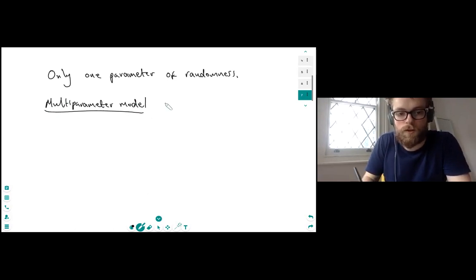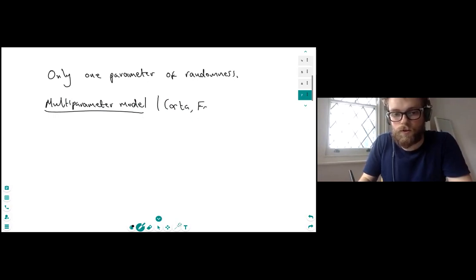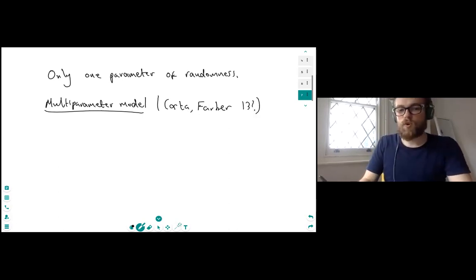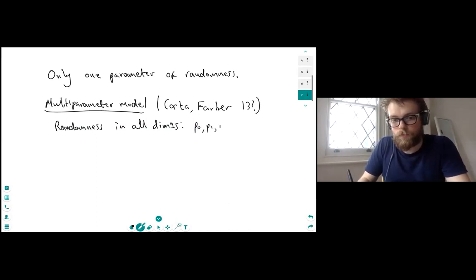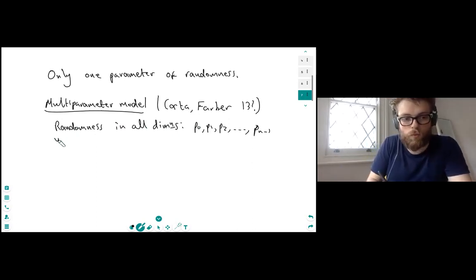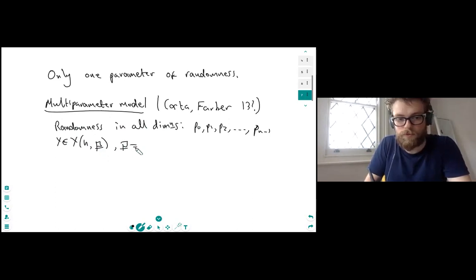So this was by Costa and Farber in 2013. So what happens now? Now we have randomness in all dimensions. So we're going to have p0, p1, p2 up to pn minus 1. And I'll say Y is in Y_n,p, where p is the vector of probabilities.